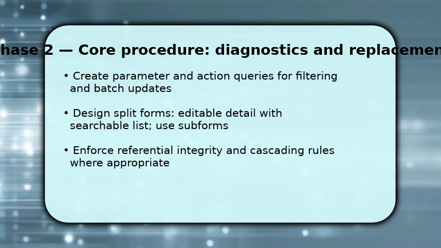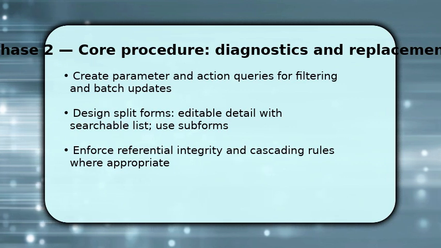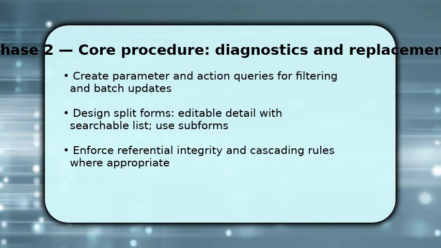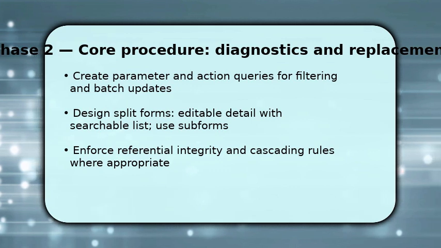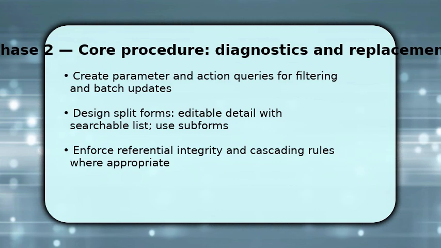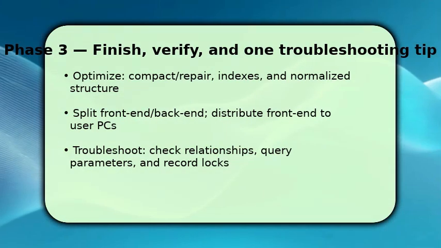Design split forms so you get an editable detail pane while listing records for fast selection, and embed subforms for related child records. Once form layout is stable, implement referential integrity and selective cascading to prevent orphaned rows. Make sure to test queries on a copy of the data, and finish by optimizing and securing the database.